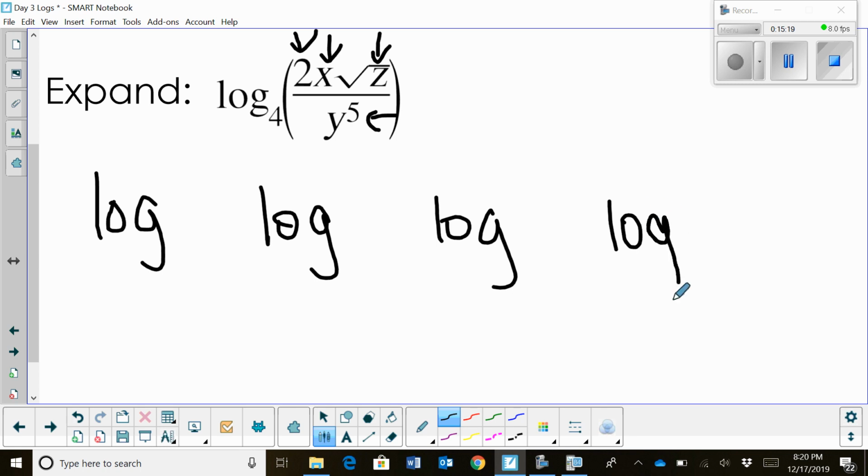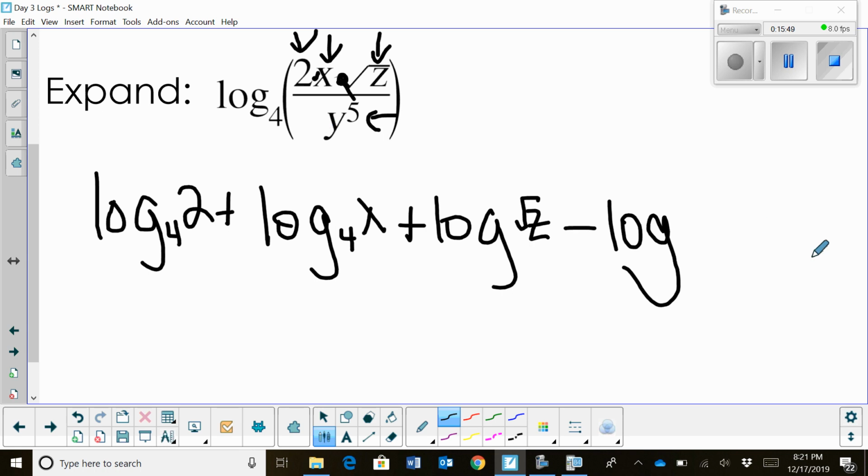Now, my first step is just to separate all 4. So log base 4 of 2. Now I'm multiplying times the x, so I'm going to add my second log, and that's log base 4 of x. Now I'm doing another product on top, so I'm going to do another addition, the square root of z. And now y is on the bottom, so I have to subtract log y to the 5th. Now I've separated it into 4 logs.